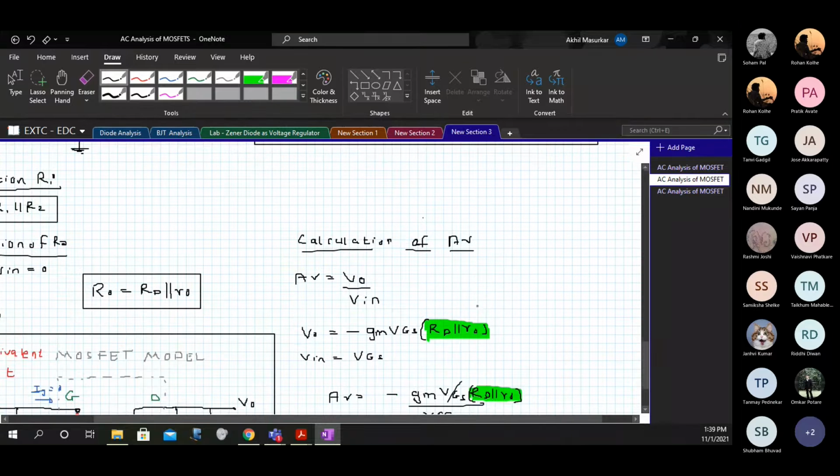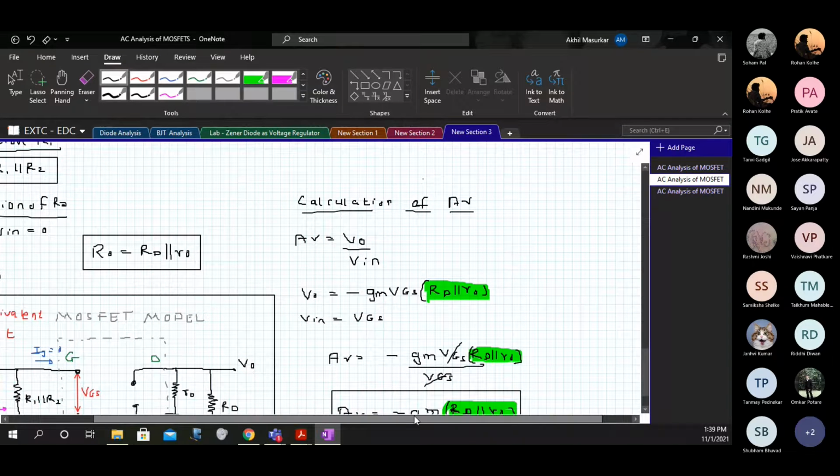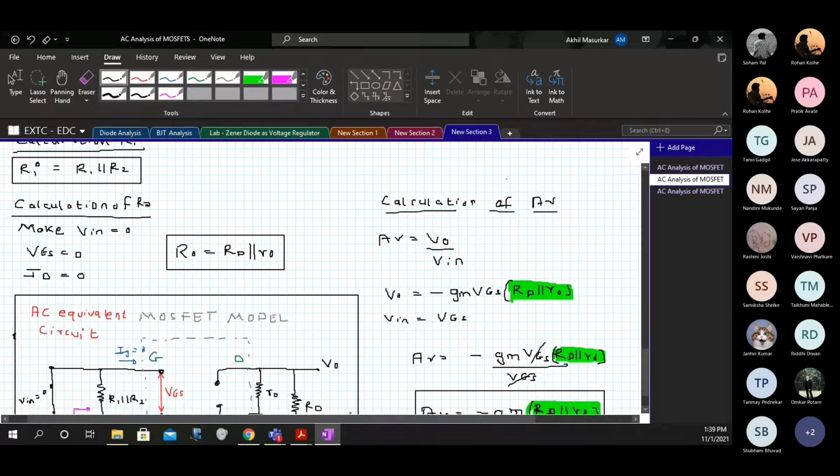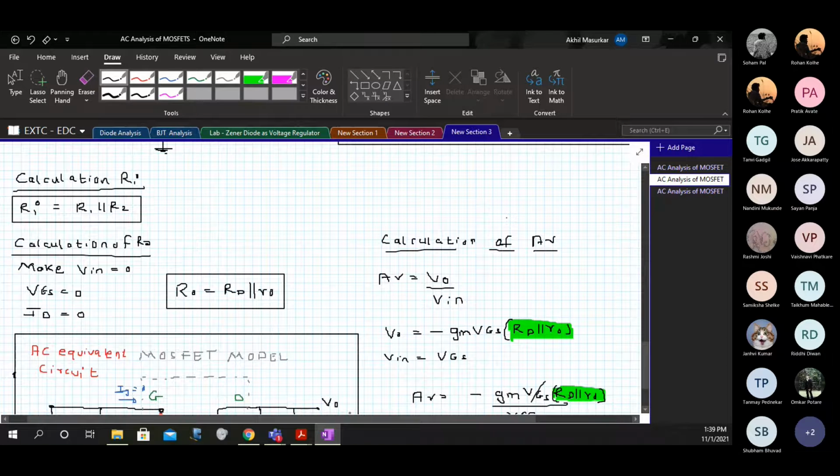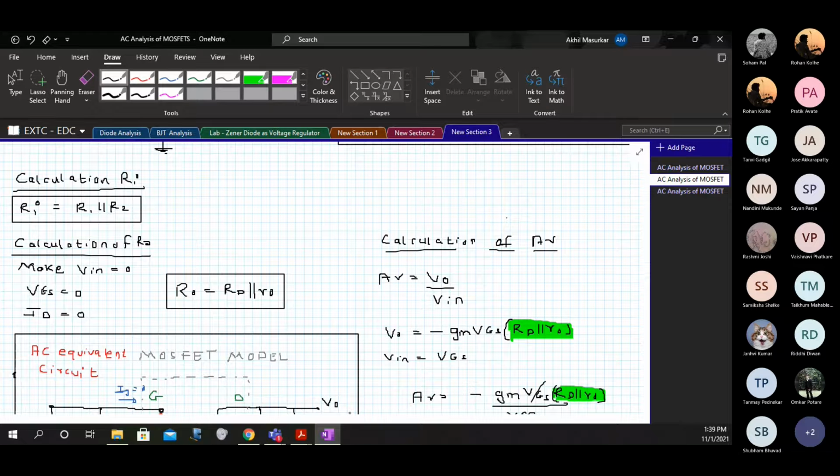Please copy the equations for Ri, Ro and voltage gain. Once done, just write done in the chat box, and then we will solve one 10 marks problem which might come in the exam.